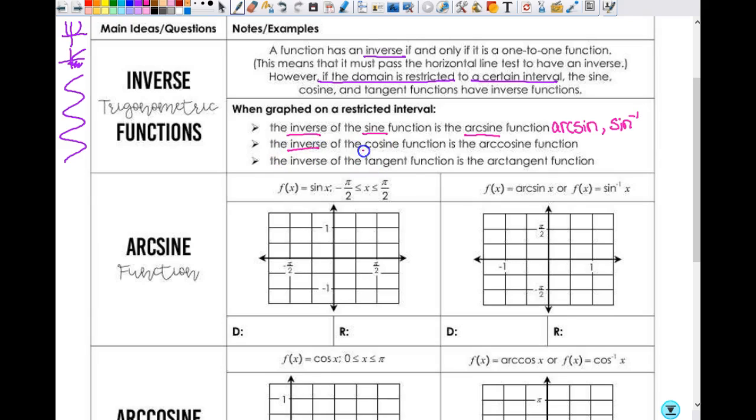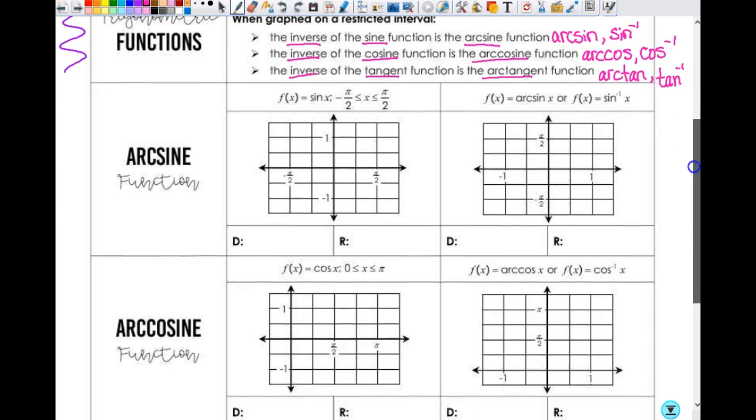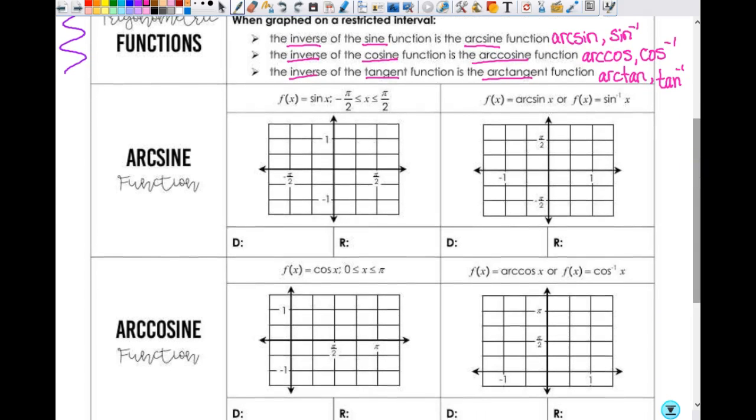So you just need to know that they're the same. We're not trying to do something different here. So the inverse of the cosine function is arc cosine, which would look like this, which is also cosine inverse. And then the inverse of the tangent is arc tangent, looks like this. Okay. Everybody okay with all that so far? Maybe, hopefully, kind of.